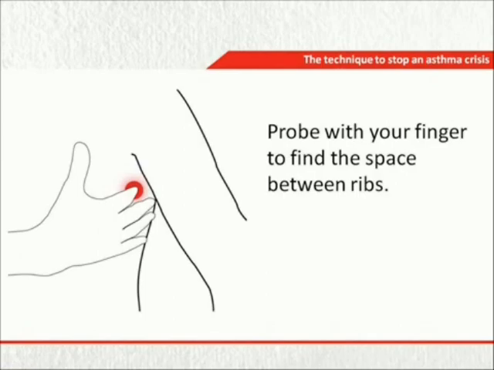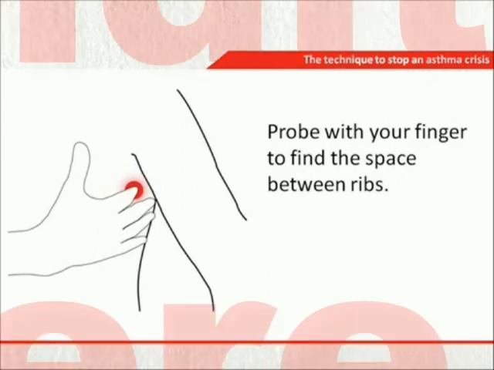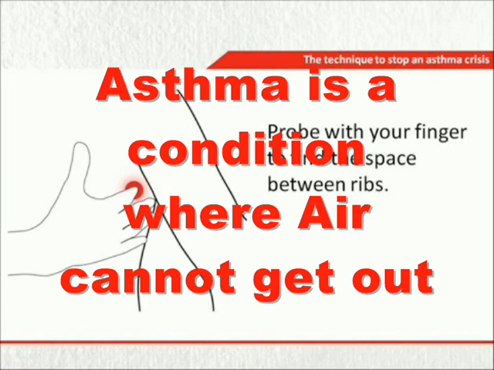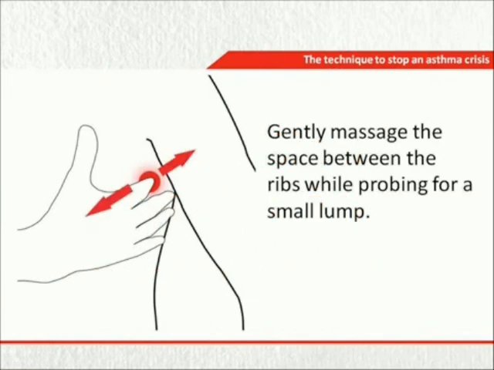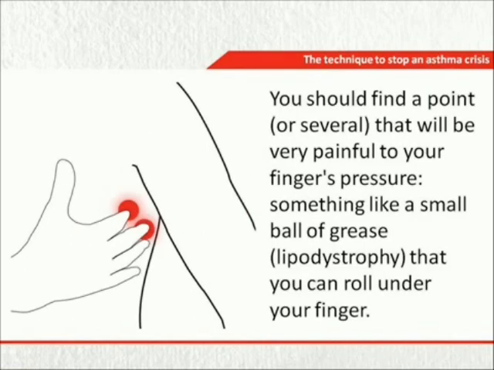Probe with your finger to find the space between ribs. Gently massage the space between the ribs while probing for a small lump. You should find a point, or several, that will be very painful to your finger's pressure. Something like a small ball of grease that you can roll under your finger.